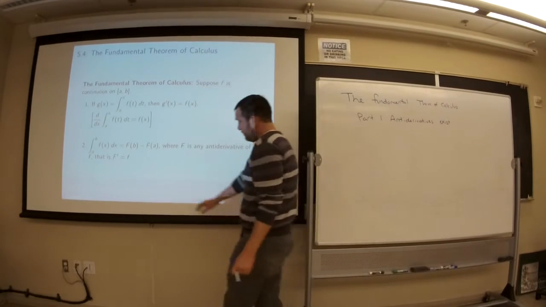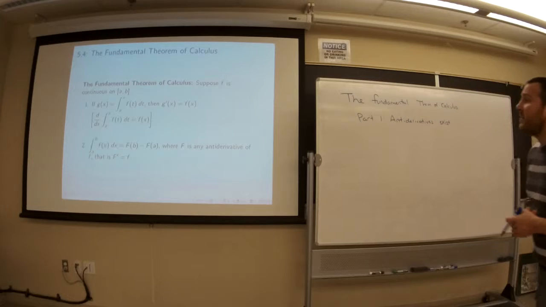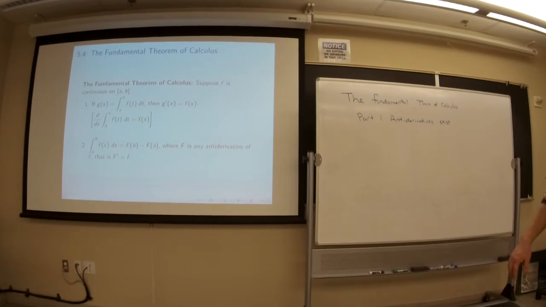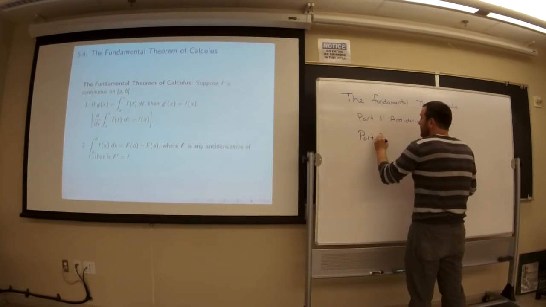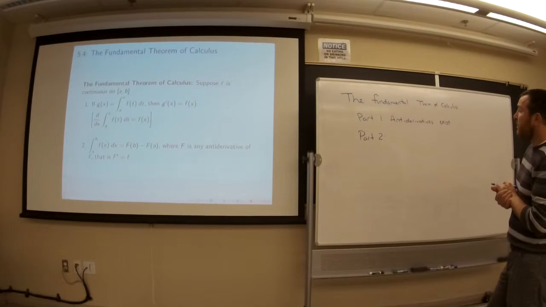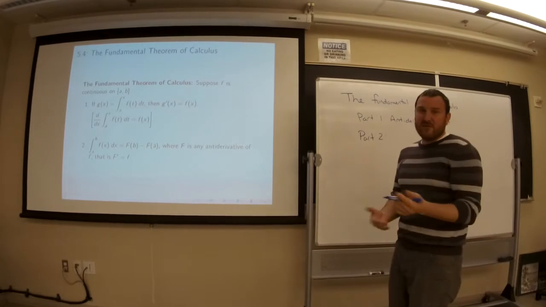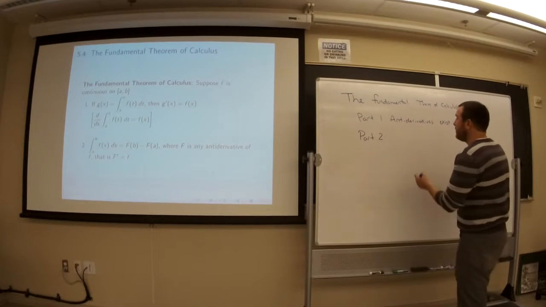Number two is exactly the evaluation theorem that we had in the last section. And this is obviously a really important theorem that we got. We've been using it already to find area under a curve. And in general, it's important because it tells us an application for antiderivatives or why they're important.